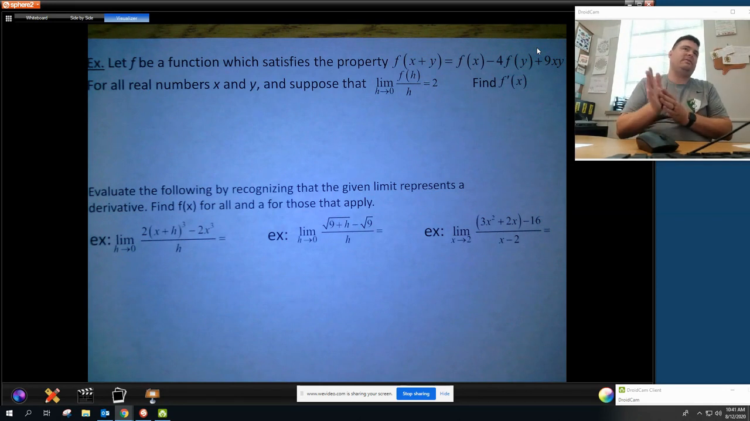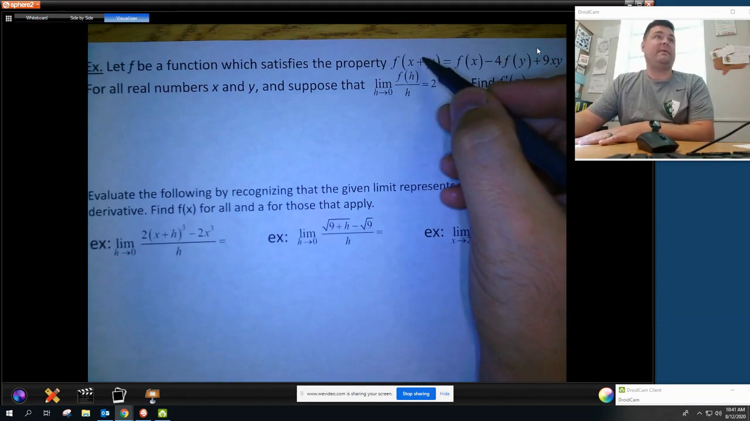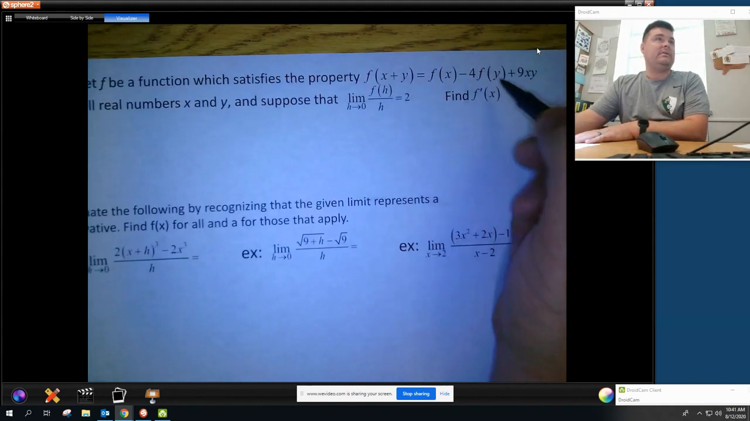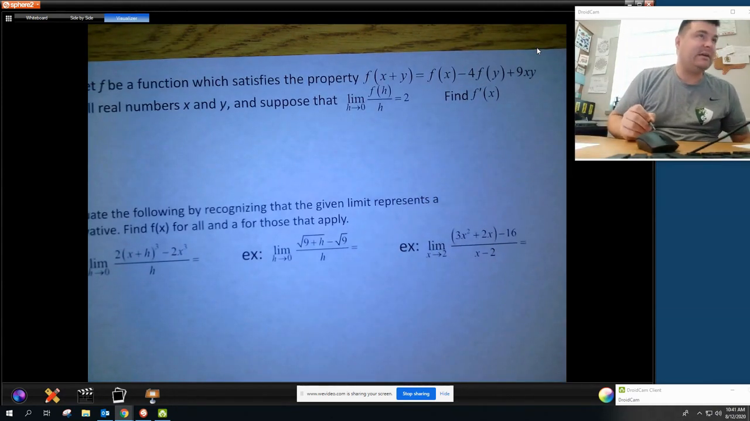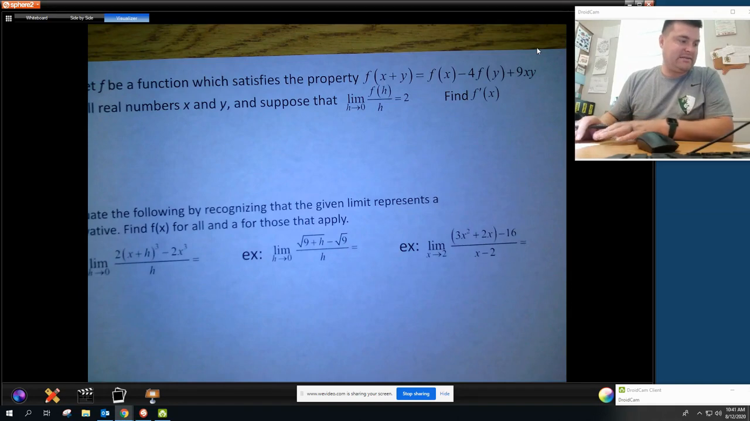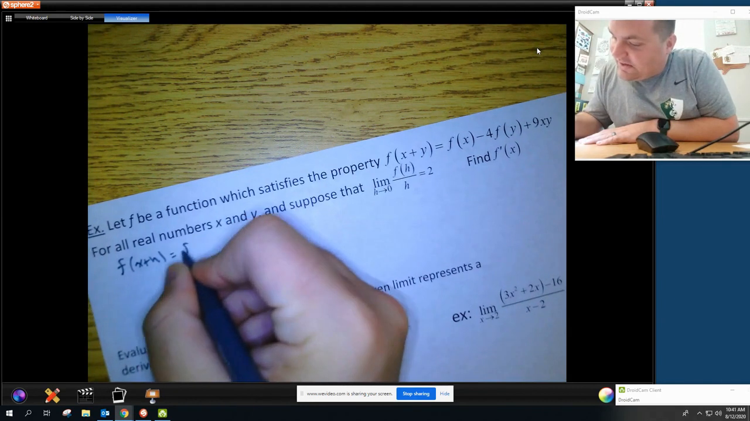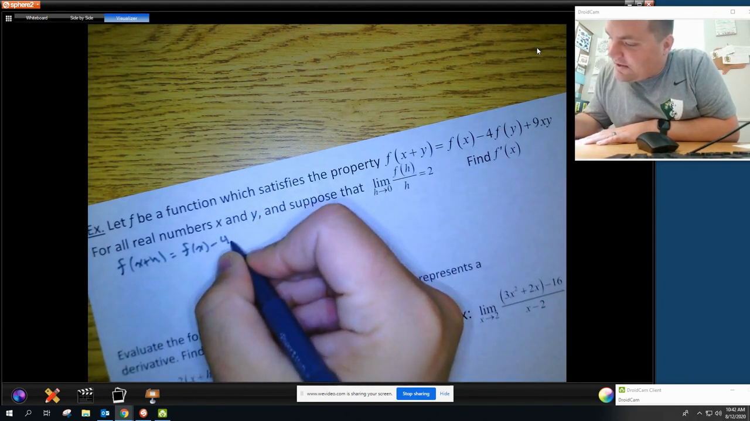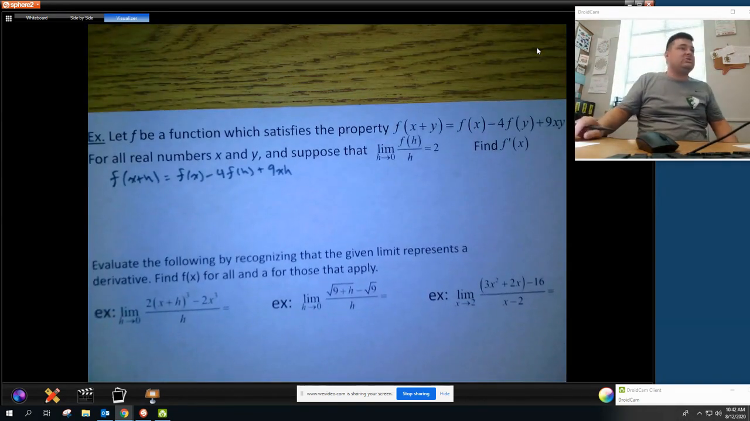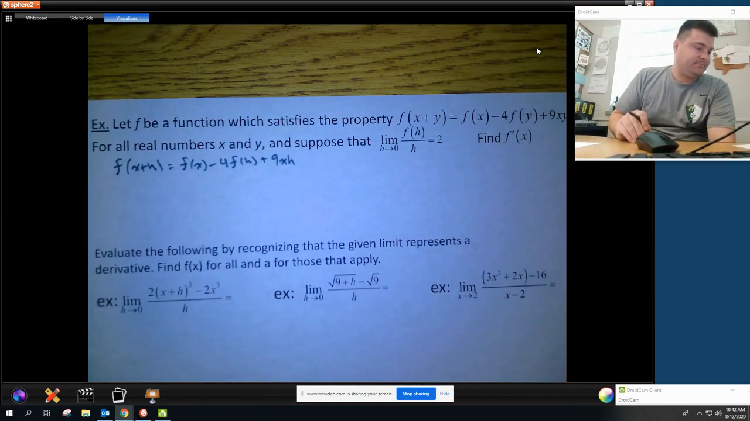So we're going to see this y right here? What if I made this y into an h? Right, if I plugged in an h for it. This would kind of sort of look like my definition of derivative. So I can say that f of x plus h is indeed f of x minus 4 f of h plus 9xh, because you are free to plug in points. So it's just really translating this into this. All right.